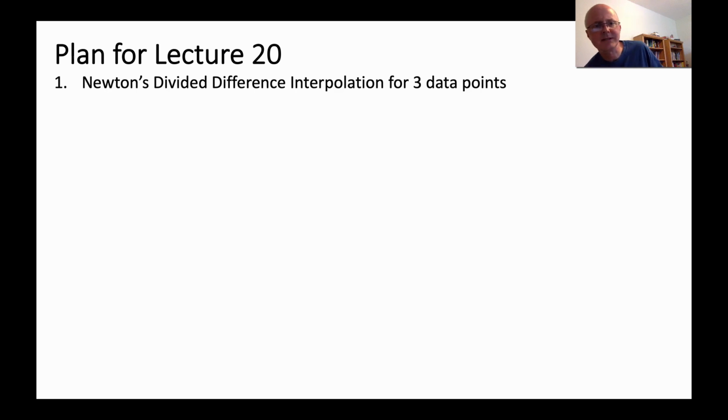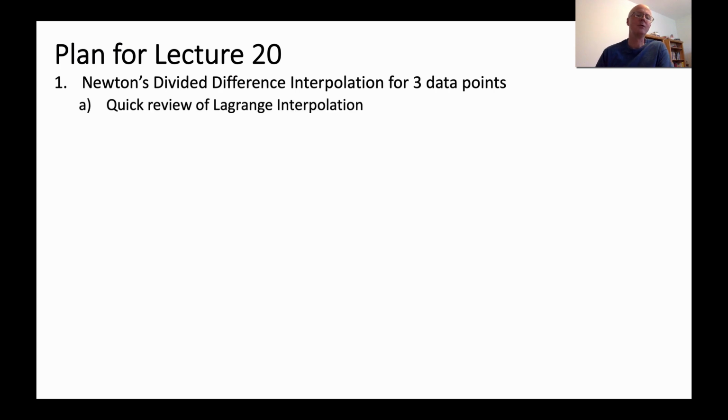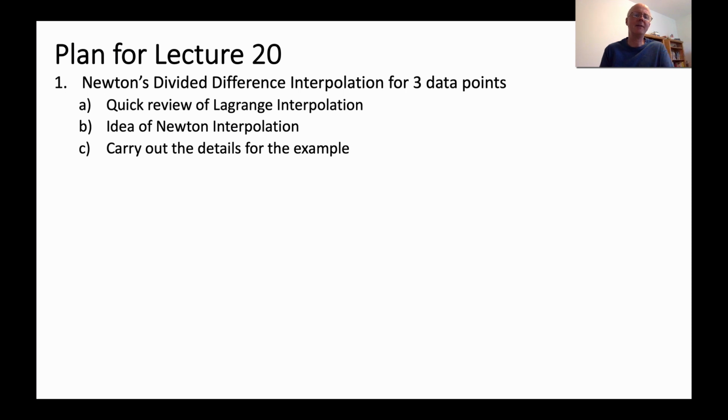Newton's divided differences, just like Neville's method, is best talked about in the context of an example. So we'll start with an interpolation for 3 data points, and we'll get an interpolating quadratic function. In fact, it's the exact same 3 data points as in Neville's method from lecture 19. I'll do a quick review of Lagrange interpolation, but I will not review Neville's method. I'll talk about the big picture idea of Newton's interpolation method. Then we'll carry out the details for the example, which is not too hard.